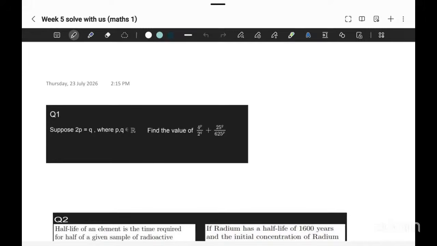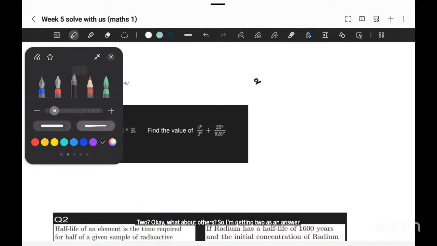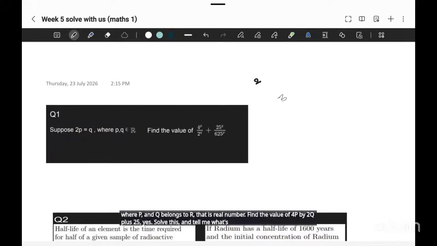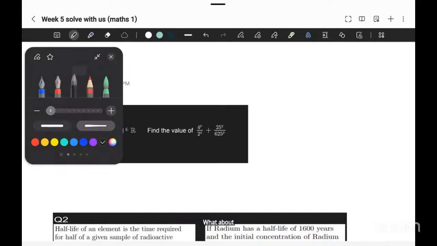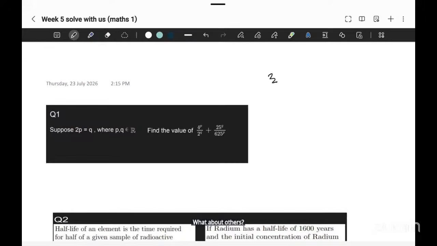Two. Okay, what about others? I'm getting 2 as an answer. What about others? Ma'am, 2. Okay. Everybody is getting 2. Anybody still solving the question? I guess everybody is able to solve this.